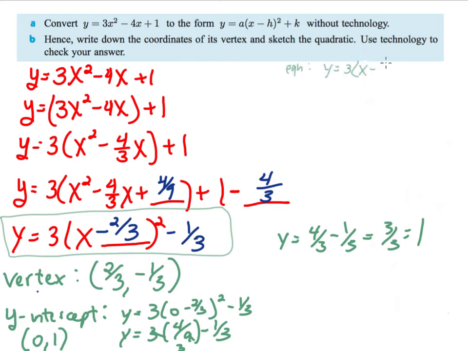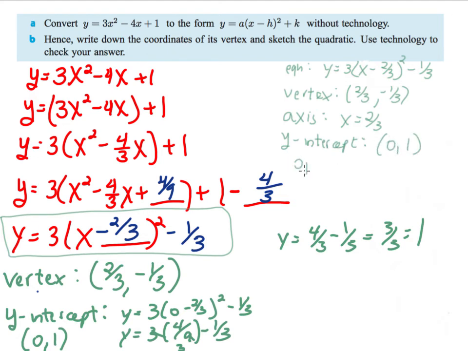So let me get all this information down so we can see it. I can clean up some room. So I got my equation in vertex form. I've identified the vertex, identified my axis of symmetry, which is x equals 2/3, and identified my y-intercept, which is (0, 1). And looking at a, which is 3, which is positive, I know my graph opens up, or is concave up.